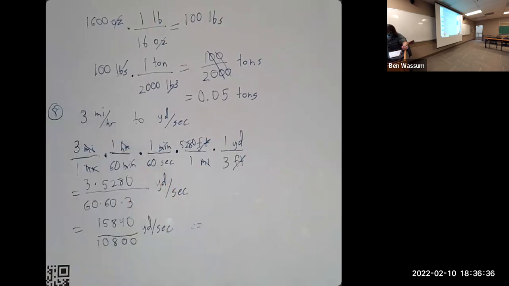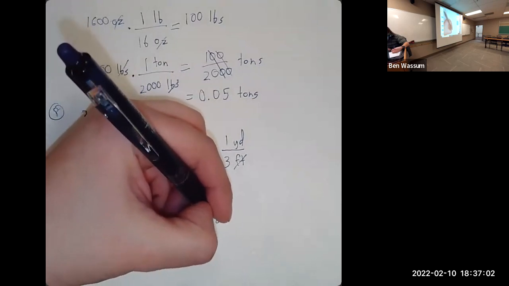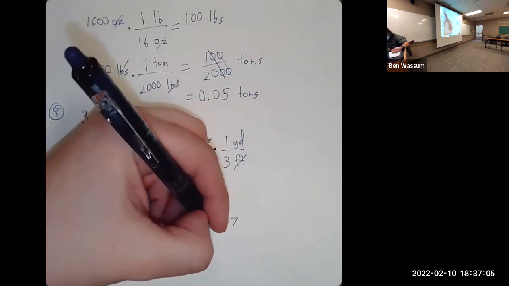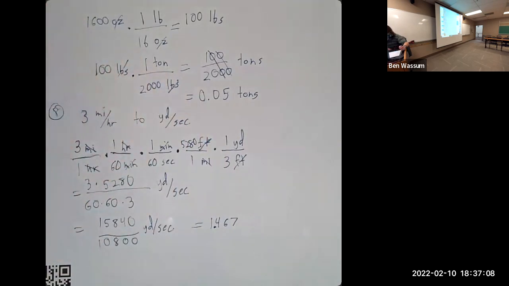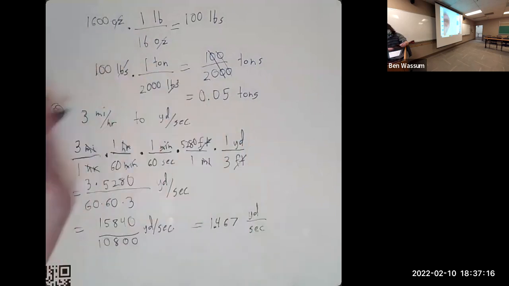Well, at this point, all you really need to worry about is dividing these. Throw it at a calculator. I'm just going to round it to the third decimal place. So I end up with 1.467. And that's in whatever units we still had, which is in yards per second.